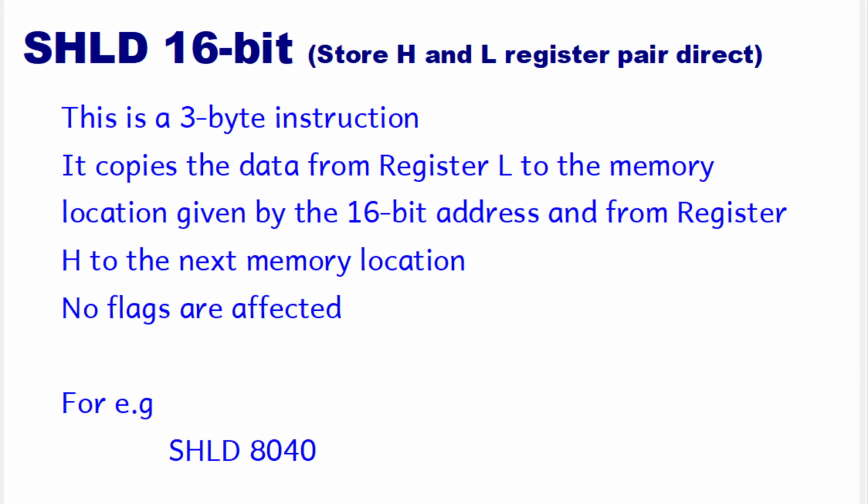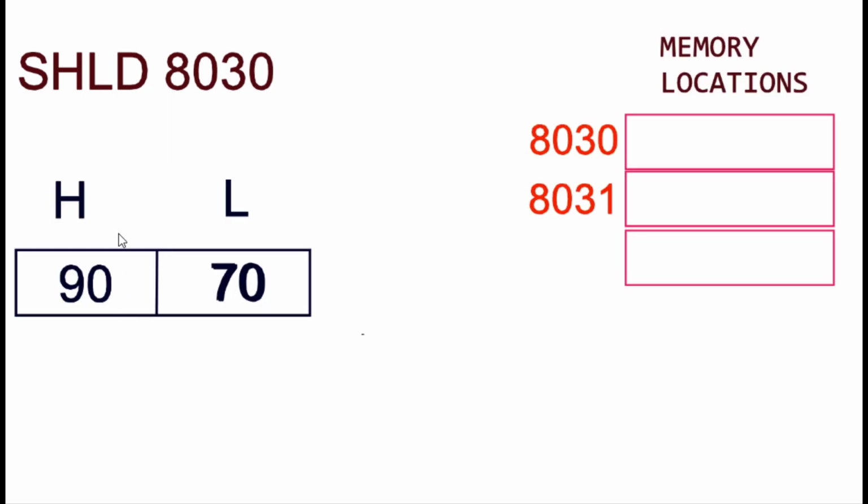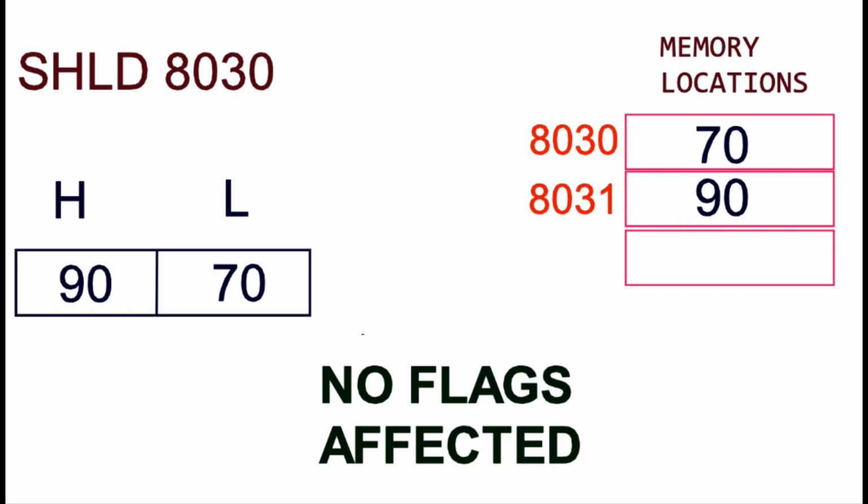Let us see one animation based on this. In this example we have SHLD 8030. We assume that the data in H is 90 and the data in L is 70, and we see what happens when we execute this instruction. These are the memory locations shown here. We assume they are empty or something is stored; we don't care, we just want to see what happens when this instruction is executed. With this instruction, the content of register L is stored in 8030, and the content of H is stored in the next memory location, that is 8031, and of course no flags are affected.